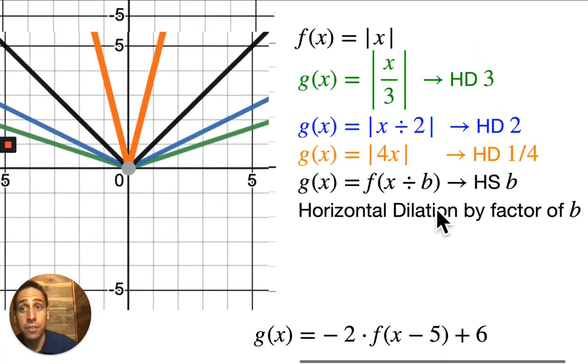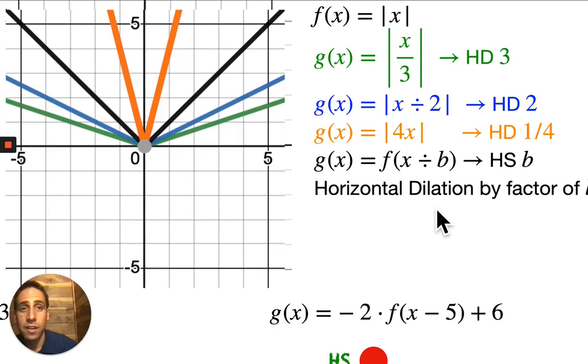Here's one we didn't do last video. f of x is equal to absolute value of x. That's the original right here. And if we put it inside the absolute value, like if the rule is defined as take the input and first divide it by 3 and then take the absolute value, what you get is a horizontal dilation of 3.